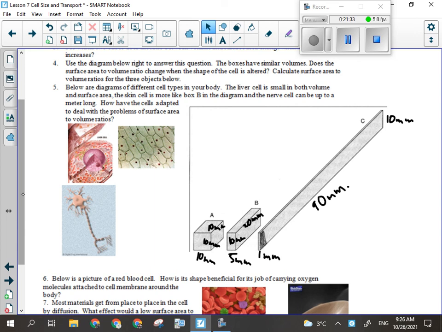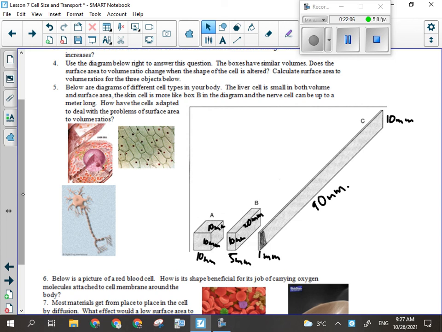Then question number 5 is saying, all right, here's 3 real cells within the human body. Your liver cells are like A. Your skin cells are like B. They're slightly flattened. Your nerve cells are like C. They're really skinny in one dimension, but they can be up to 1 meter long, going from the base of your brain to the small of your back at the end of your spine. Okay? You can have some nerve cells that are 1 meter long, even though they're a single cell. They are 1 meter long, but they're super skinny in one dimension.